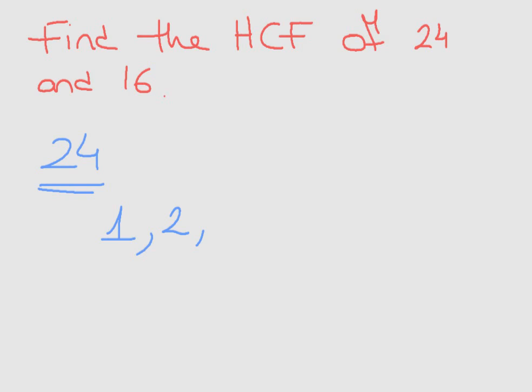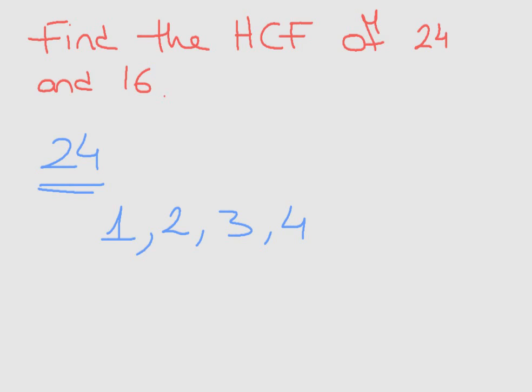The next whole number is 3. If we divide 24 by 3, we'll get 8. And 8 is also a whole number. So 3 is a factor. Next along the line is 4. If we divide 24 by 4, we'll get 6. So 4 is also a factor of 24.